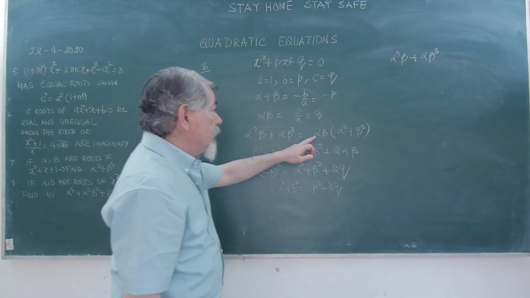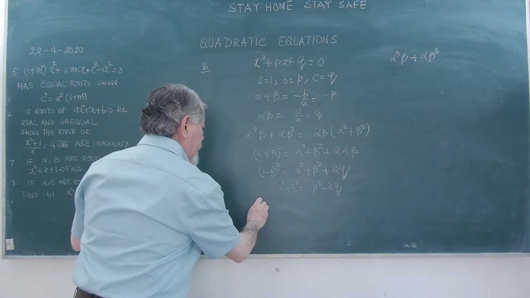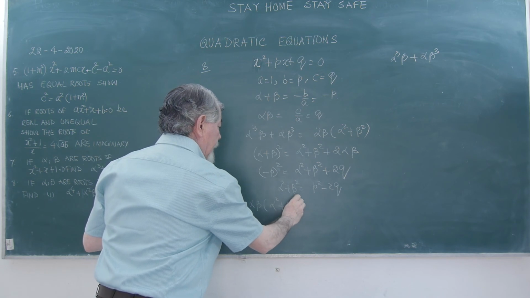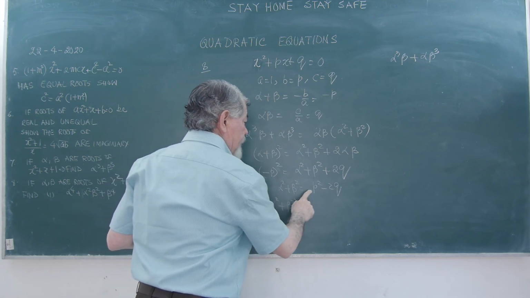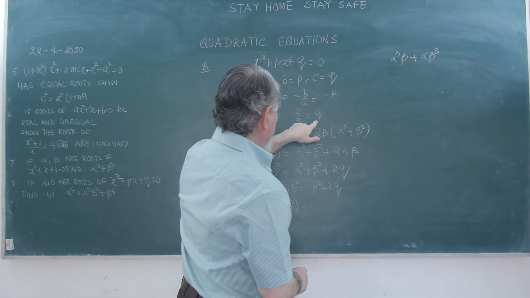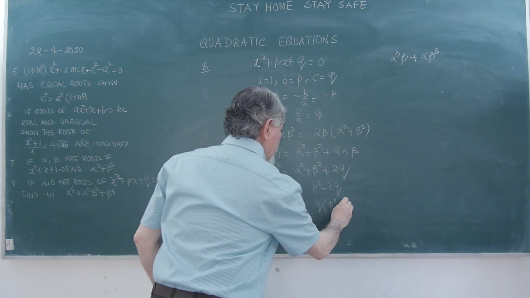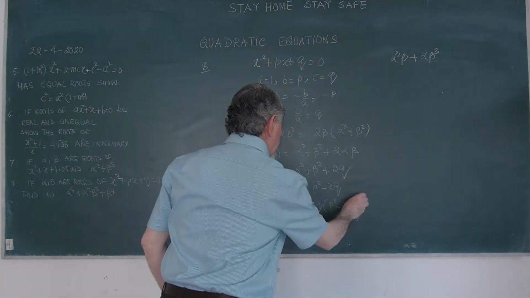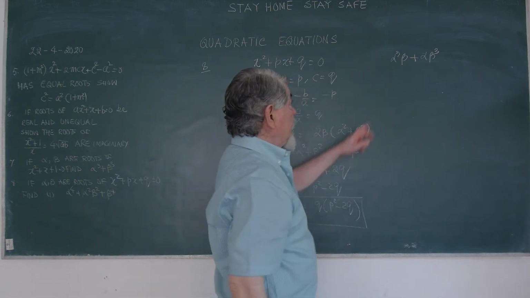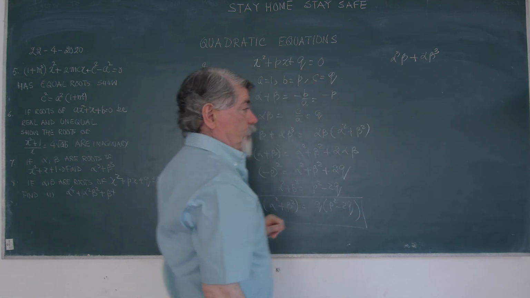And we wanted the value of what? Alpha beta into alpha square plus beta square. I have got the value of alpha square plus beta square as this, and alpha beta is q. So it will be q into p square minus 2q. This is the value of alpha cube beta plus alpha beta cube.